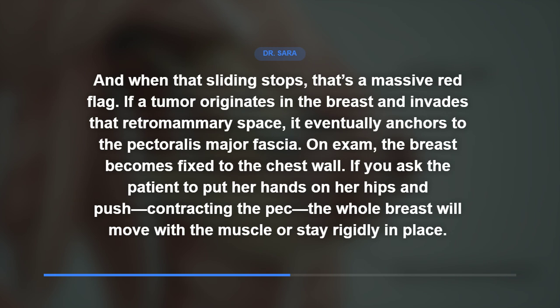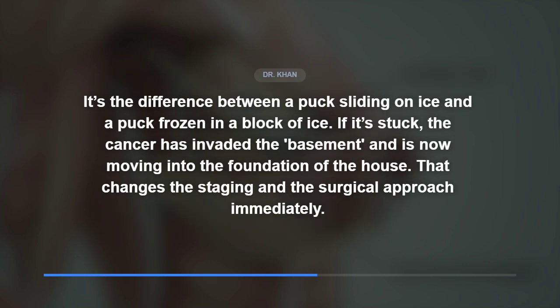And when that sliding stops, that's a massive red flag. If a tumor originates in the breast and invades that retromammary space, it eventually anchors to the pectoralis major fascia. On exam, the breast becomes fixed to the chest wall. If you ask the patient to put her hands on her hips and push, contracting the pec, the whole breast will move with the muscle or stay rigidly in place. It's the difference between a puck sliding on ice and a puck frozen in a block of ice.